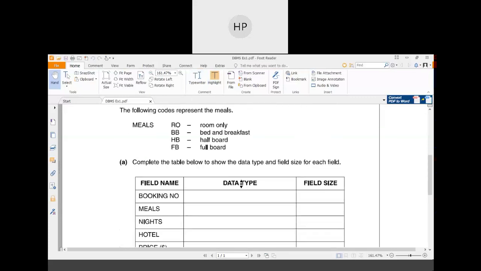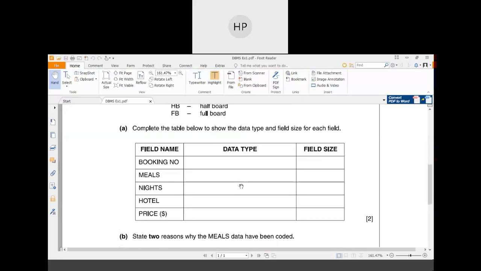Right. Okay. Then they have given the first question. Complete the table below to show the data type and field size for each field. So they have given the field names. What you need to do is you need to give the data type and the field size.